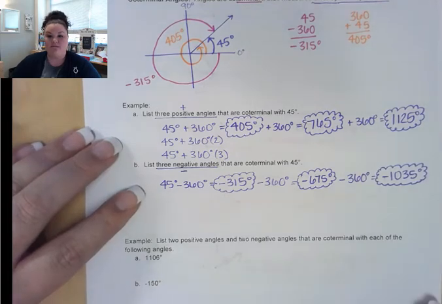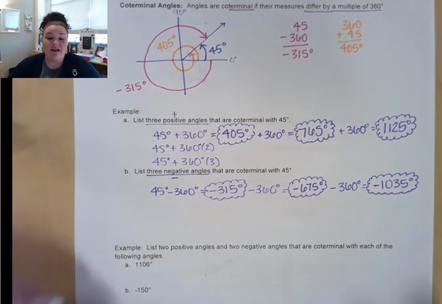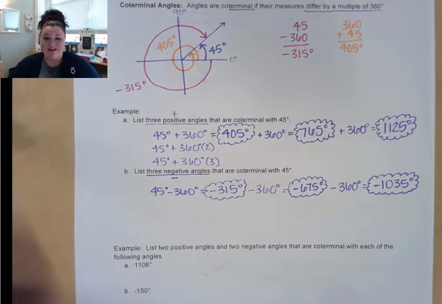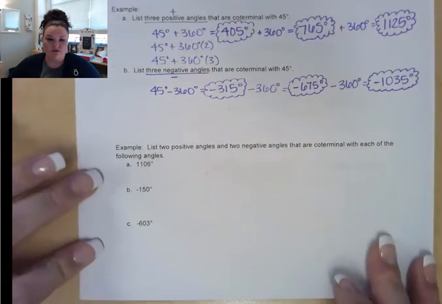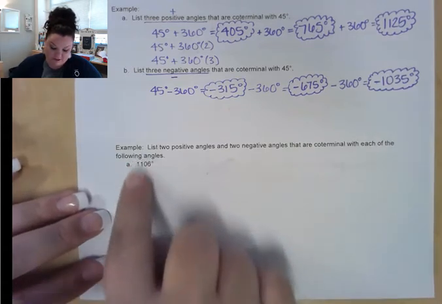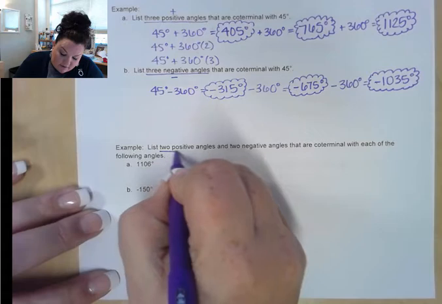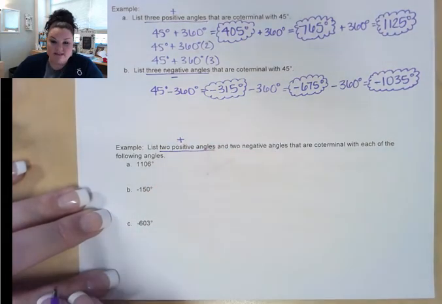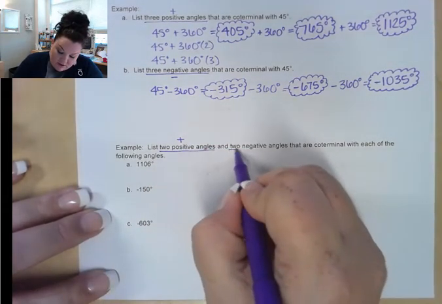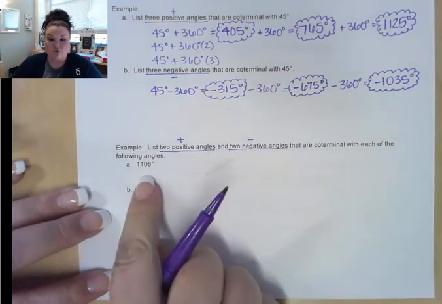Okay. All right, so now we know how to find coterminal angles, right? If we want positive coterminal angles, we add 360. If we want negative, we just keep subtracting until we get down into negative numbers. So here's what we want to do for each of these, A, B, and C. It says list 2 positive angles. So I want 2 positive angles and 2 negative angles for each one.